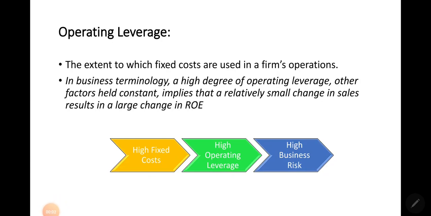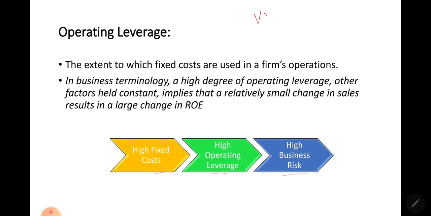So in this video we will be discussing the concept of operating leverage. Operating leverage is the extent to which fixed costs are used in a firm's operations. In business terminology, a high degree of operating leverage, other factors held constant, implies that a relatively small change in sales results in a large change in return on equity. This is telling us that high fixed costs means that the operating leverage of the business is high, which implies a high business risk.